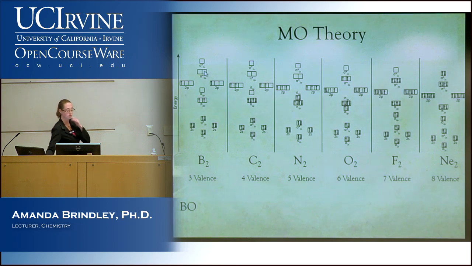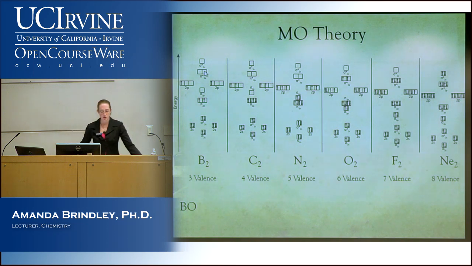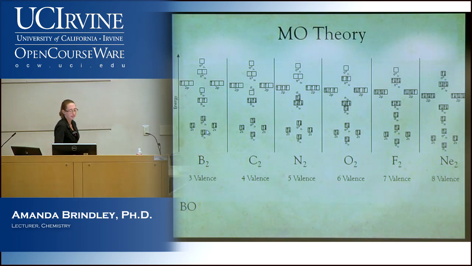All right, so now to go through and calculate bond order. So how many do we have in bonding orbitals here? 4, right? 1, 2, and then these 4. How many in anti-bonding orbitals? 2. So our bond order then is 1.